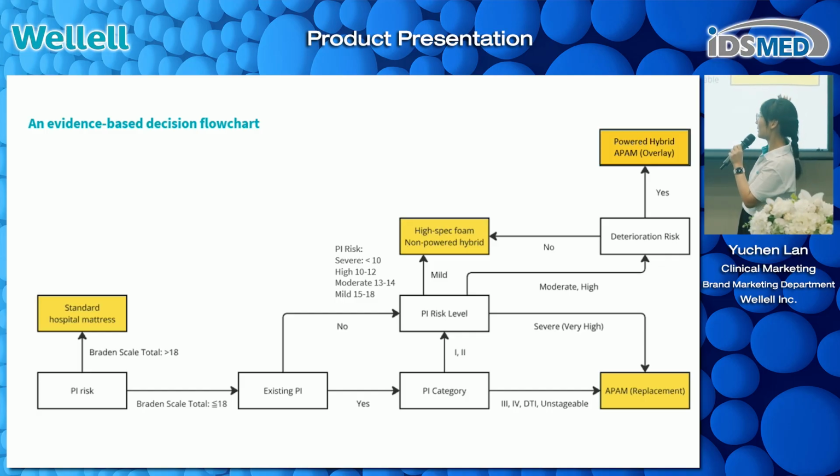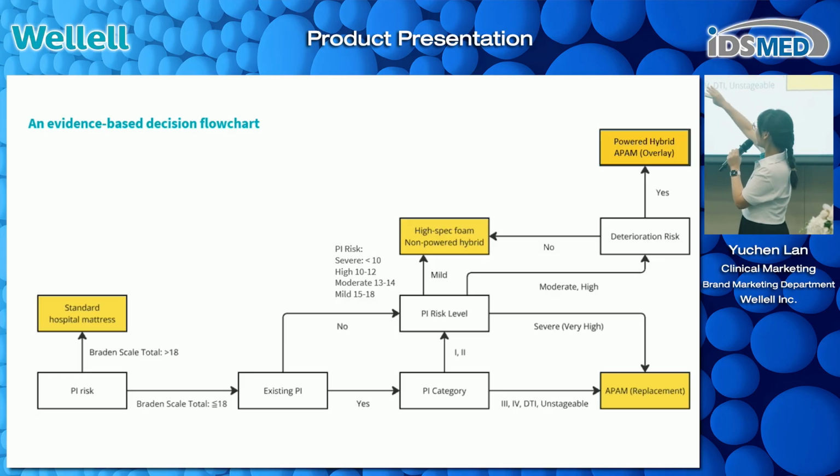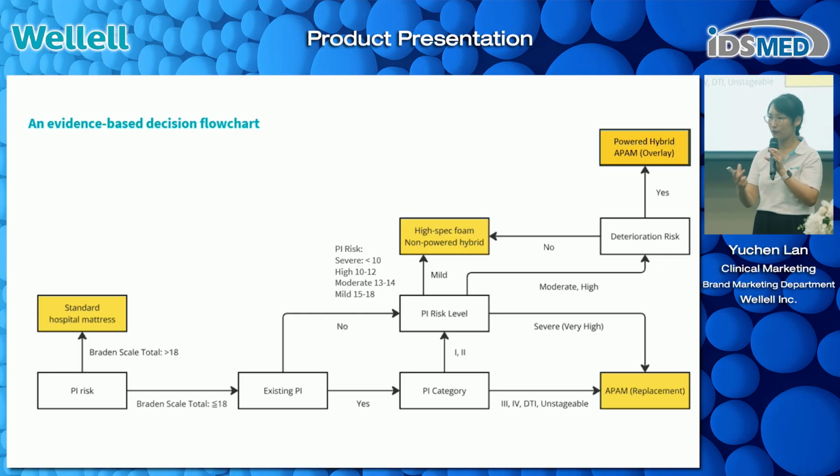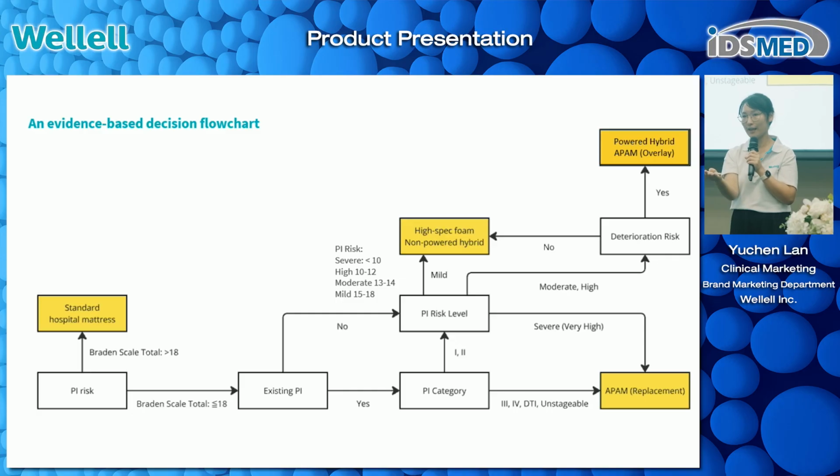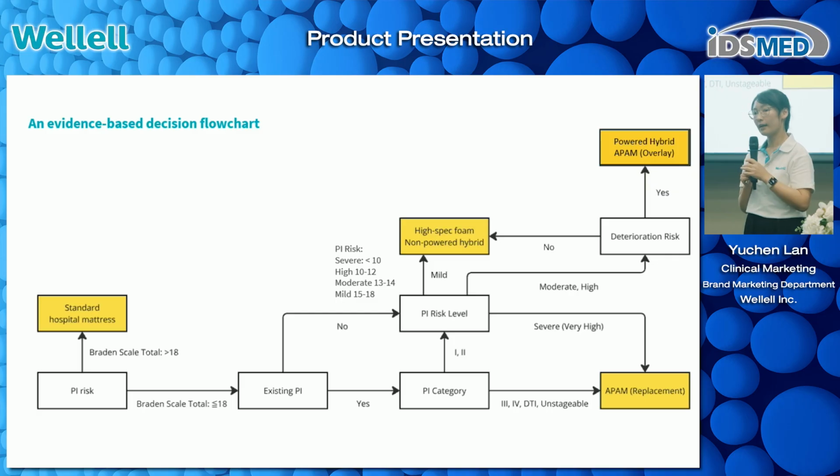However, if the PI risk level is mild, the score is around 15 to 18, then we could suggest they use the high-spec foam. At least they have the reactive foam mattress to do the pressure redistribution, or the non-powered hybrid. Previously Kuneva mentioned the hybrid mattress. It is like this one, combining the air cells and the foam mattress together, and without the pump, it could also be a reactive support surface.